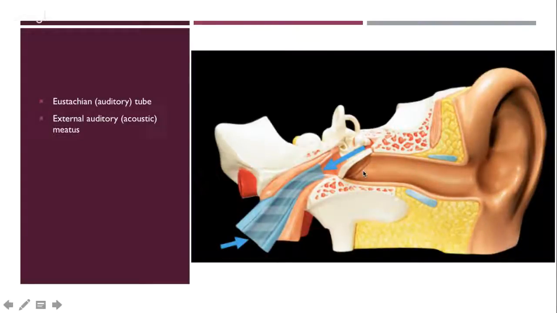And the external auditory meatus is what you can see when you look in a person's ear. It's what you clean out with Q-tips. This right here is the tympanic membrane, and then we see the ear bones and the cochlea sticking up right there, and these are the semicircular canals.